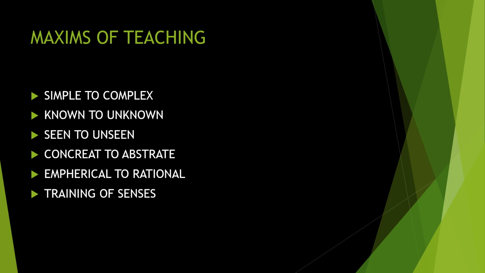Abstract things are there. Then empirical to rational. The empirical means just listening and understanding. Okay, rational means we are thinking about it and we are understanding it. So that is called the rational way. So in the maxims of teaching, we can see the empirical to the rational level.